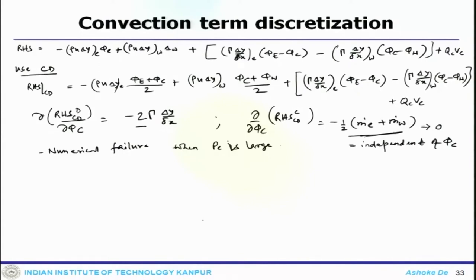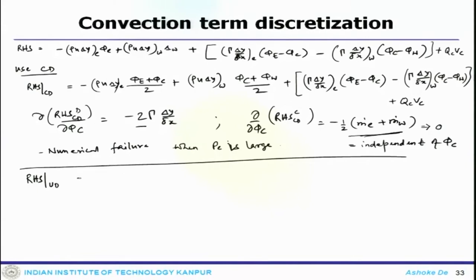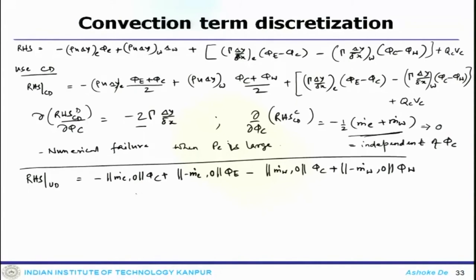Now, similar things one can find out for the upwind scheme. So, the right hand side for the upwind scheme will be minus m dot e 0 phi c plus minus m dot e 0 phi e, minus m dot w 0 phi c plus minus m dot w 0 phi w, plus gamma s by del x e times phi e minus phi c, minus gamma s by del x w times phi c minus phi w, plus q c.